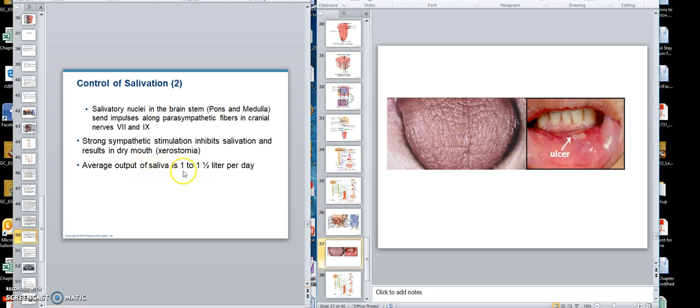Average output of saliva is about 1 liter to 1.5 liters a day. Okay.